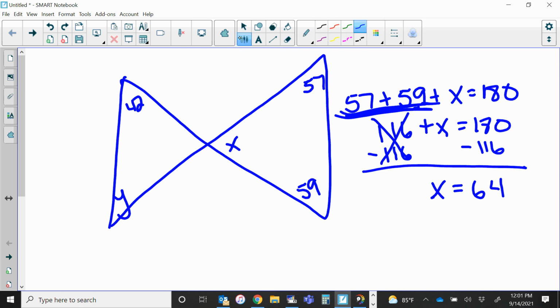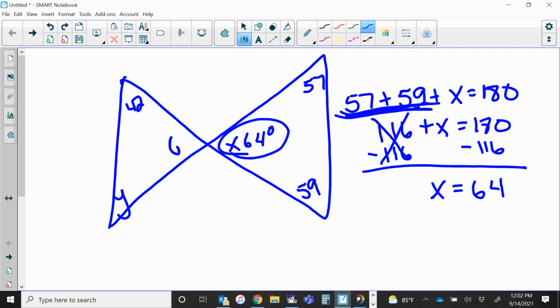All right. Now that I know that this is 64, this isn't in this chapter. But we're going to use something from chapter 1 that we've talked about. Because I know this is 64, what do I know? I know that this is 64 because they are called vertical angles. Do you see how every time I do something, I have a reason for it? When I do a proof, all I do is write the reason next to it. There shouldn't be any guesswork. You should have a definition of why you're doing what you're doing.